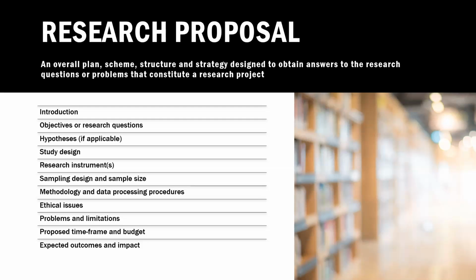A research proposal should contain an introduction, including a brief literature review and a theoretical framework that underpins your study, objectives or research questions of your study, hypotheses to be tested if applicable, a study design that you are proposing to adopt, and a setting for your study, research instruments you are planning to use, a sampling design and sample size, methodology and data processing procedures, ethical issues involved and how you propose to deal with them, problems and limitations of the study, a proposed time frame and budget for the project, and expected outcomes and implications based on the extent of research at the time of writing.